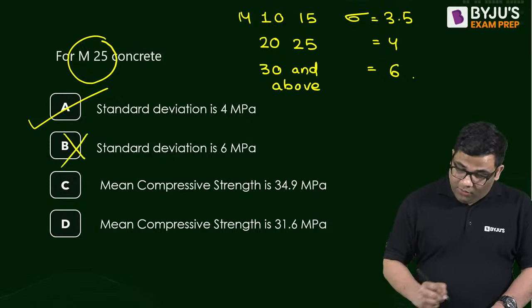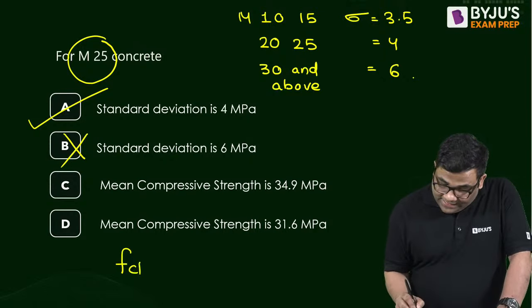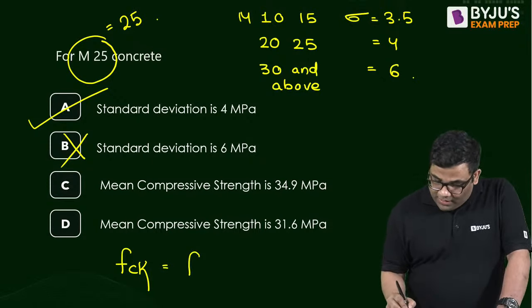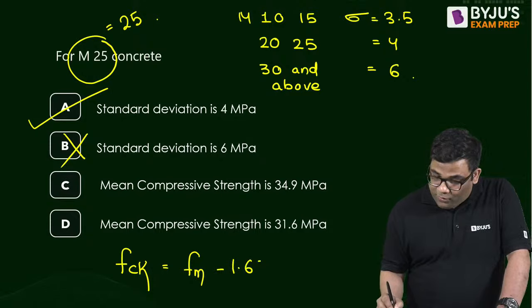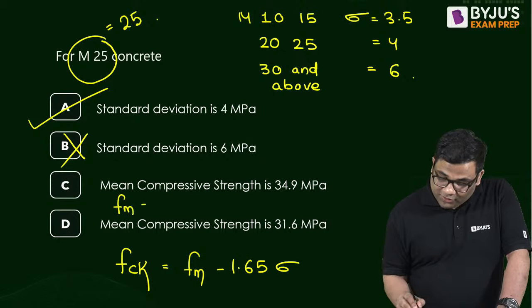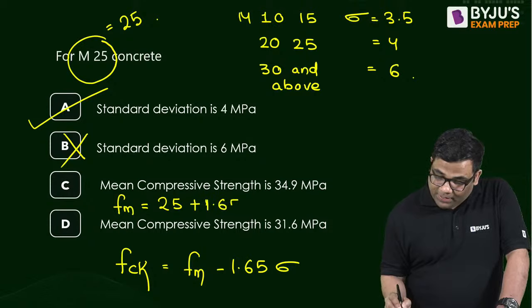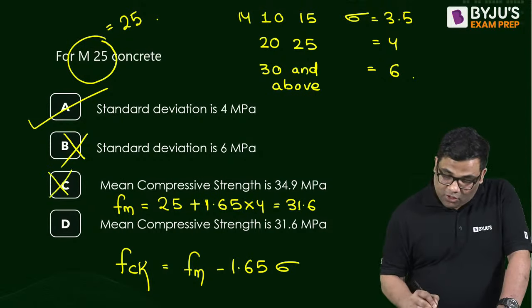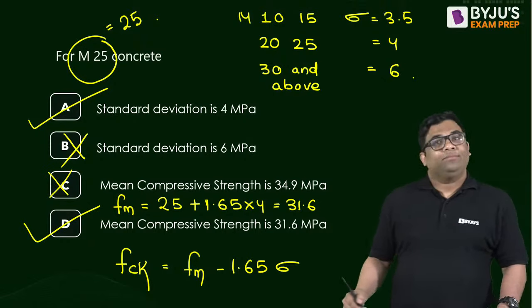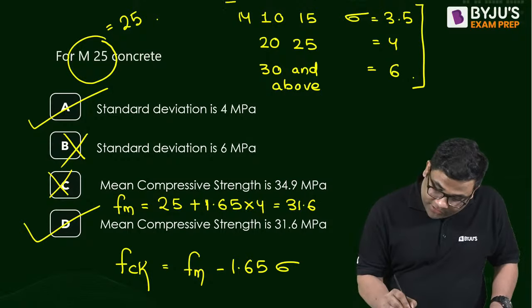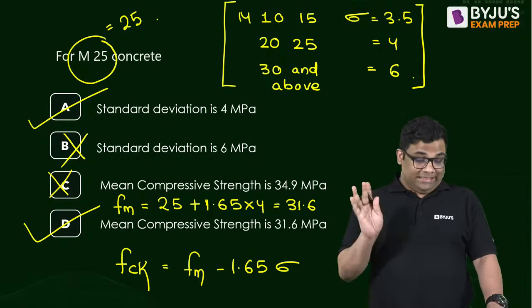So this is wrong. Now, what is the FCK here? The FCK here is 25, right? And this is equal to FM minus 1.65 sigma. So from here, I can find FM equal to FCK 25 plus 1.65 into 4, giving 31.6. So this is wrong, and this is correct. Understood, everyone? So this is your important table, which you should remember: the standard deviation sigma.